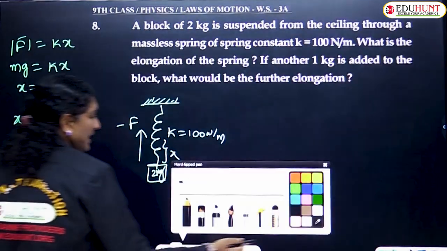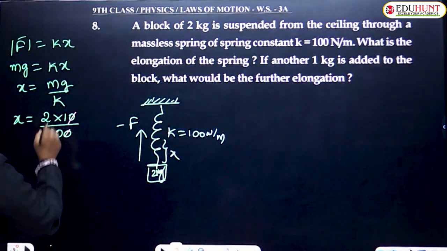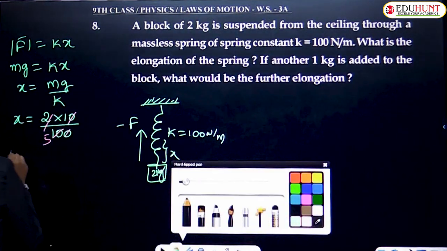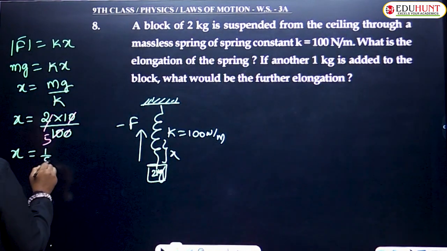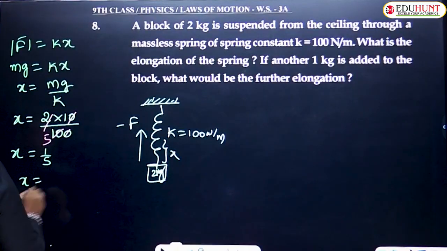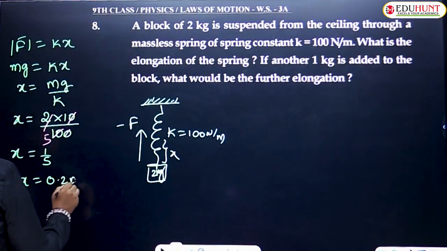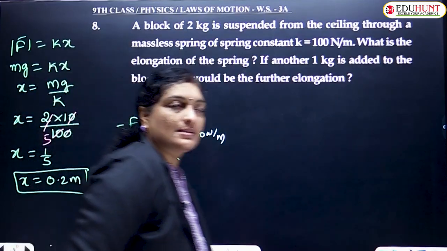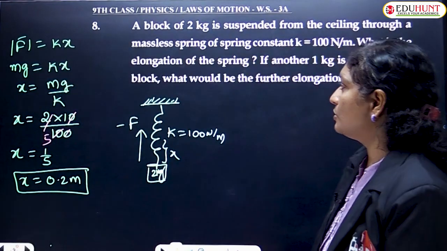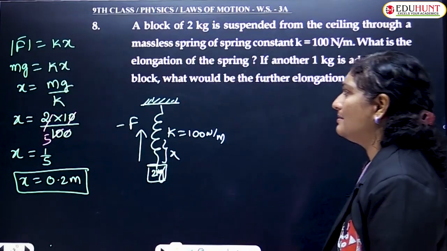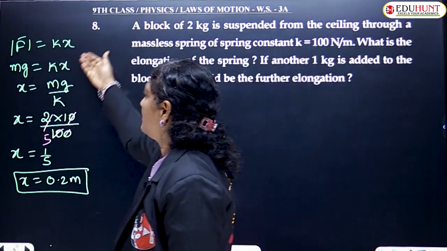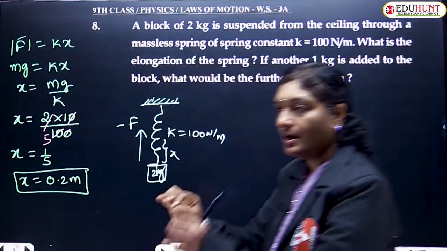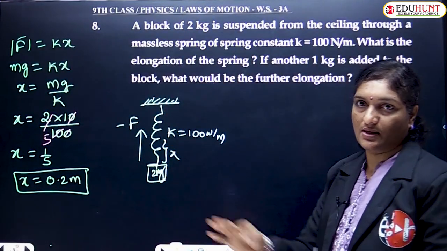Solving this, we have the zeros cancelled, 2 goes by 5 times. Therefore, the elongation in the spring is 1 by 5, or x is equal to 0.2 meters. So the elongation created in the spring is found to be how much? 0.2 meters. That's it. Simple, children. F is equal to kx or x is equal to mg by k. You know all the values, substitute to find out the elongation in the spring, the stretch, how much it is being stretched.